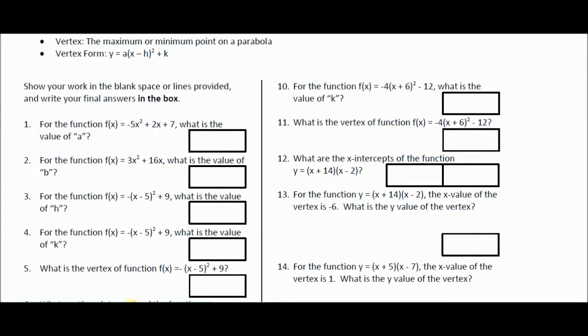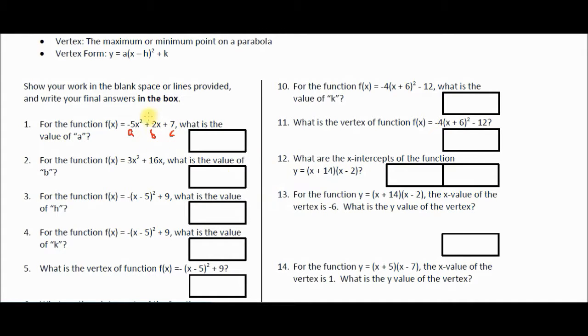Question number 1. For the function f of x equals negative 5x squared plus 2x plus 7, what is the value of a? Well, we know, class, that a goes with the squared term, b goes with the variable with an exponent of 1, and c is the constant or the term without a variable.